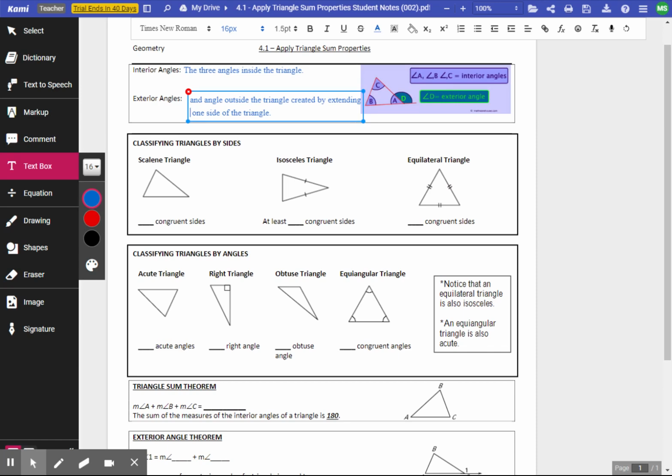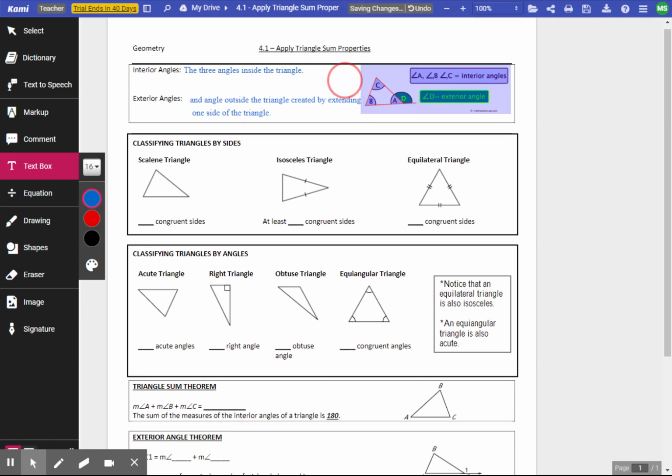All right, so angle D is the exterior angle. And you can see that this side of the triangle was extended to create that angle outside the triangle. A, B, and C are the three interior angles. And just one observation is that angle A and angle D are supplementary.